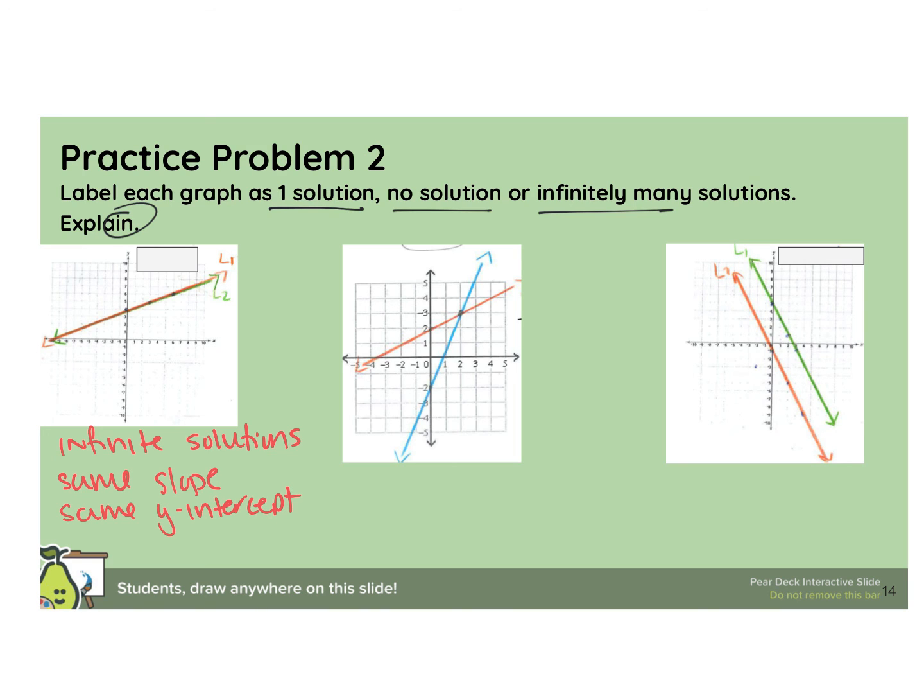For the second graph, okay, we've got a clear point of intersection. So there's one solution. And we can just say the lines intersect. And for the last one, we've got parallel lines. So there's no solution because the lines never intersect.